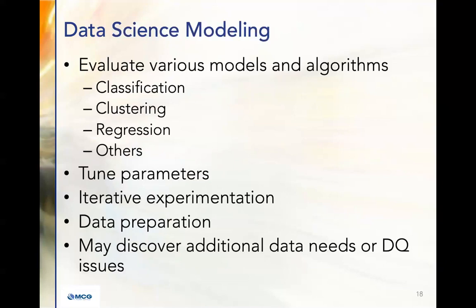You're going to need data science modeling, the ability to evaluate various models and algorithms. Here's your little starter set. Okay, classification, clustering, and regression, but there are many others. And I know that it's possible for machine learning to select its own algorithm today. It's getting there. But I still say that we need to understand that process of selection and be able to make that for oneself. Data science modeling means tuning parameters, iterative experimentation, data preparation, and you may discover additional data needs or data quality issues along the way. Unfortunately, it's still a back and forth process.